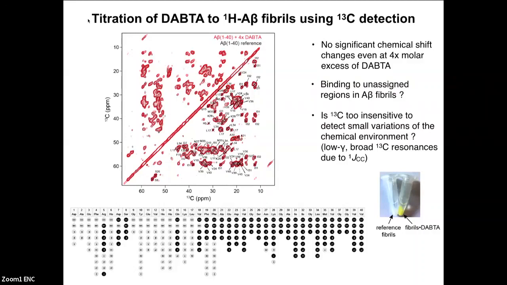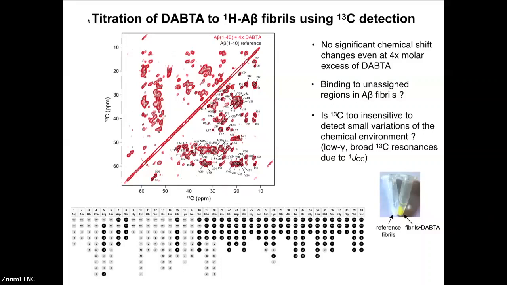Or alternatively, it could also be that carbons are just too insensitive to sense small chemical shift differences between the bound and the free state, because carbons have a low gamma. They're a little bit further away from the binding site because they're decorated with protons. Protons should then be more sensitive to detect changes in the chemical environment. And on top, we evolve carbon-carbon J couplings. This makes the lines relatively broad.